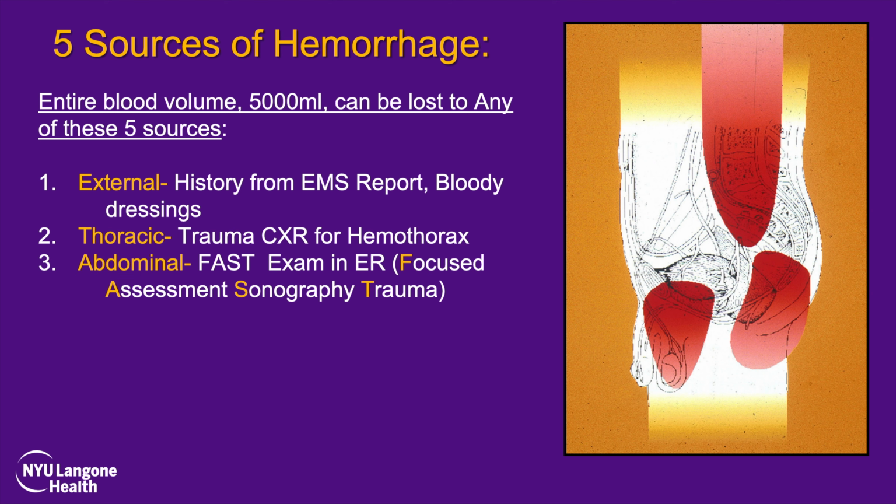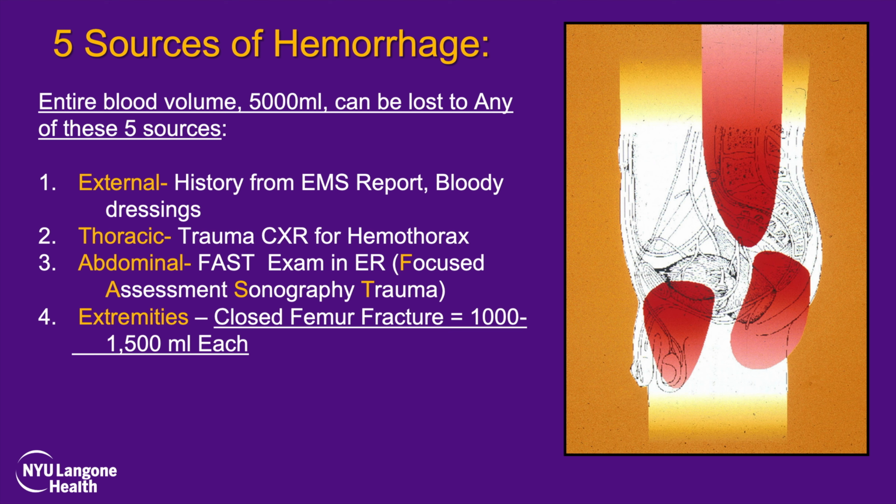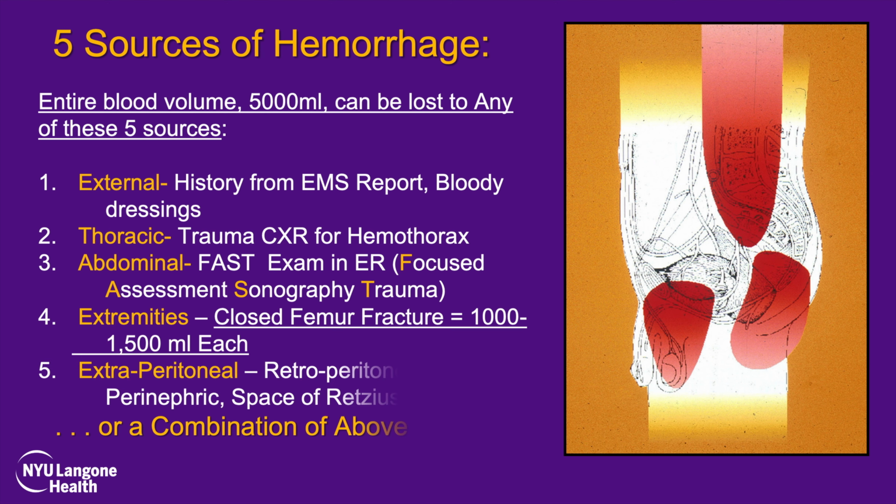Abdominal is traditionally done with a FAST, focused assessment of sonography for trauma. That's done in the trauma bay, should be done in 5 minutes, and will tell you if there's blood actively or fluid in the abdomen. Extremities, this is where orthopedics is really asked to give their input. We know that closed femur fractures can bleed from 750 to 1,500 mLs each. You have bilateral femurs, you can lose half your blood, if not more. So we're talking about a lot of blood loss, and each extremity that you add can contribute more.